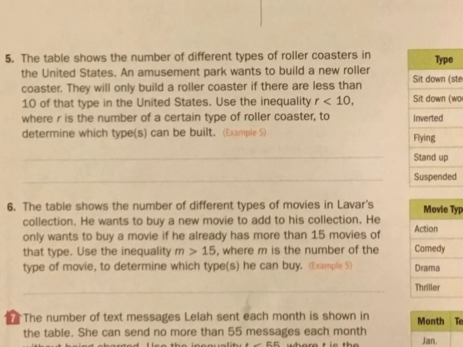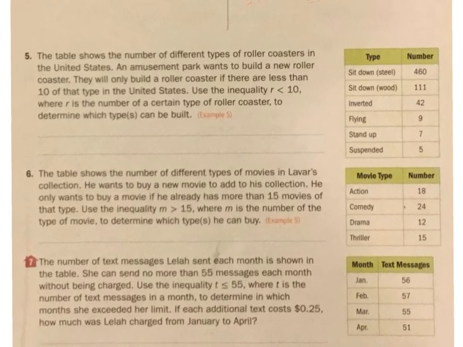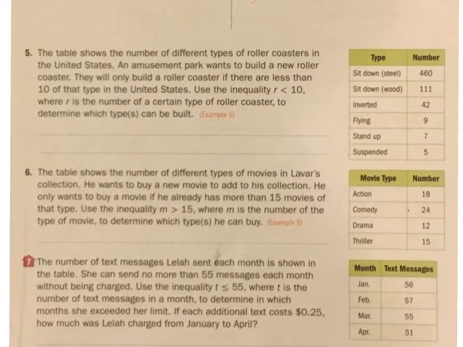Okay. Let's go over here to 5, and I think we need this chart or table. The table shows the number of different types of roller coasters in the United States. An amusement park wants to build a new roller coaster. They will only build a roller coaster if there are less than 10 of the type in the United States. Use the inequality R is less than 10, where R is the number of a certain type.